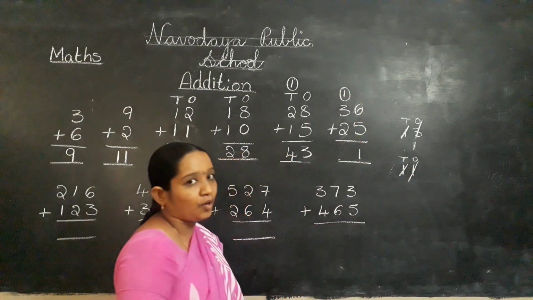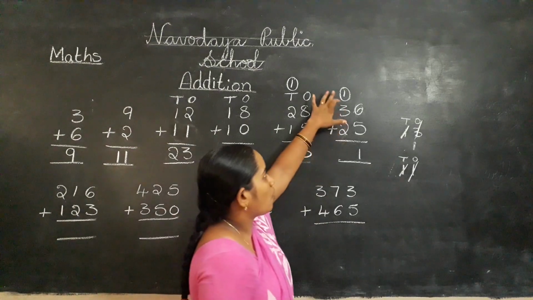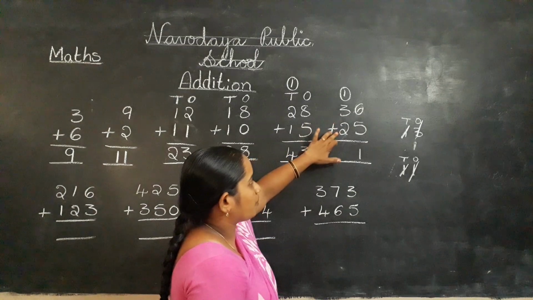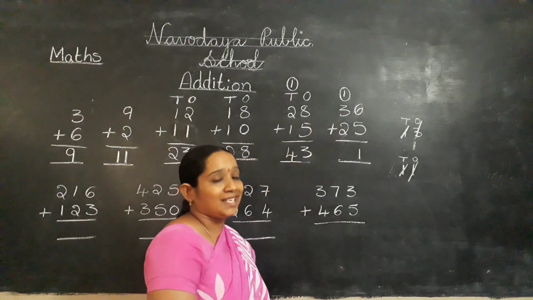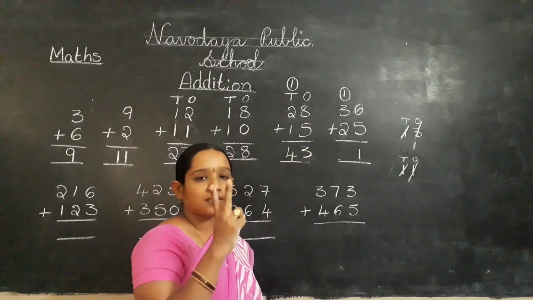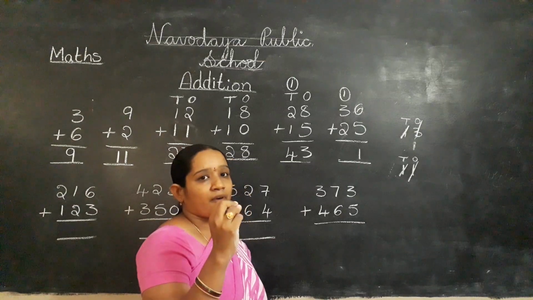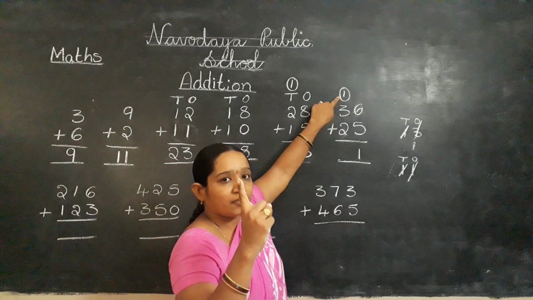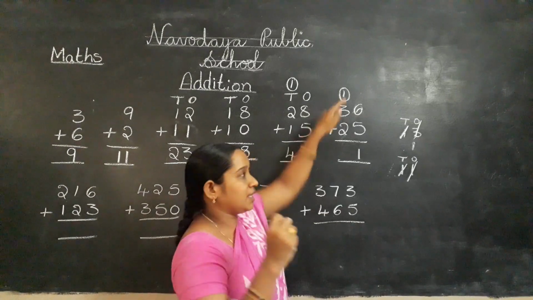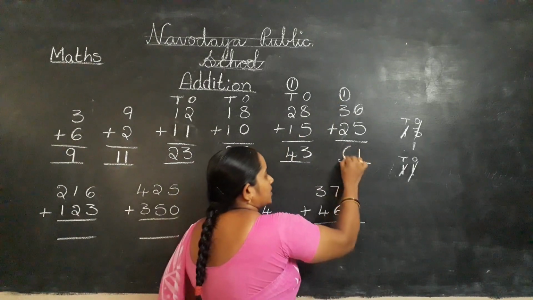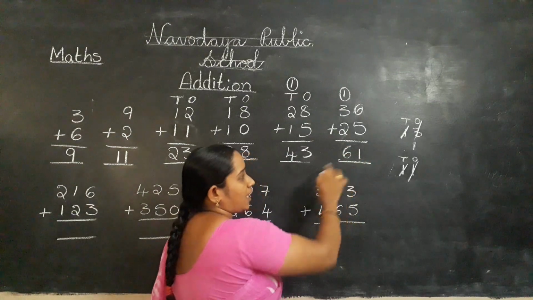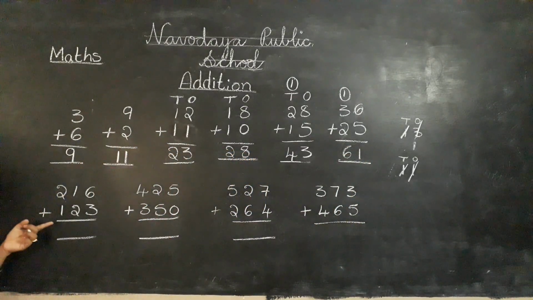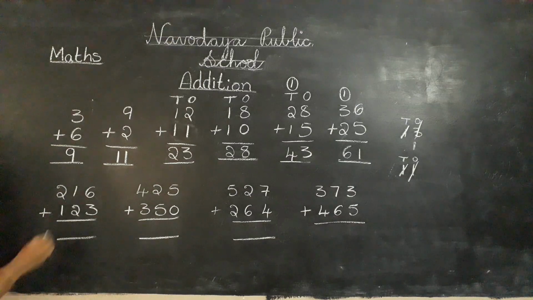Now add the tens place digits. 1, 3, 2. First add 3 plus 2. Keep 3 in mind. Take 2 fingers. 3 after: 4, 5. And again, the carry 1 is there. Keep 5 in mind, take 1 finger. 5 after: 6. 61. The answer is 61.